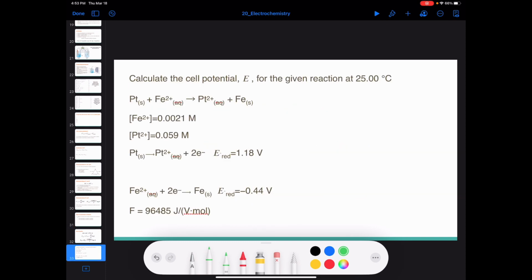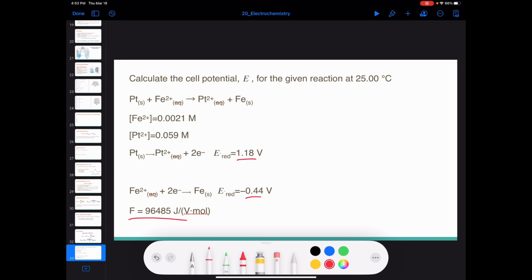So let's try one of these. Okay, here we've got our reaction: platinum metal turning into platinum ions, iron ions turning into iron metal. We've got our concentrations for these. We've got a temperature, it happens to be at 25 degrees Celsius, and I was nice enough to give you the reduction potentials for each of those. I also wrote out Faraday's constant so that we can remember it, because that's one that I never remember. It's only used in this chapter, so it's kind of a pain to memorize.